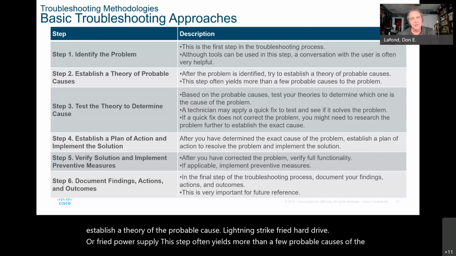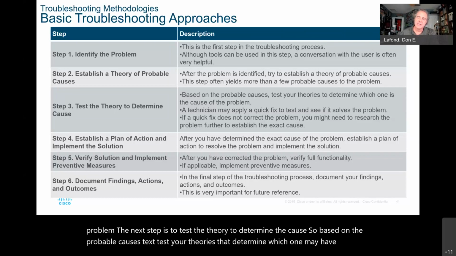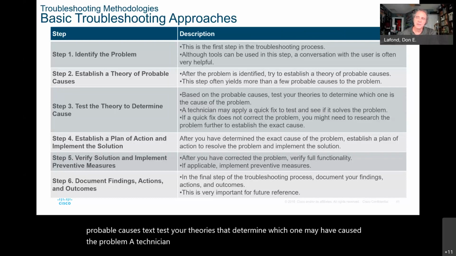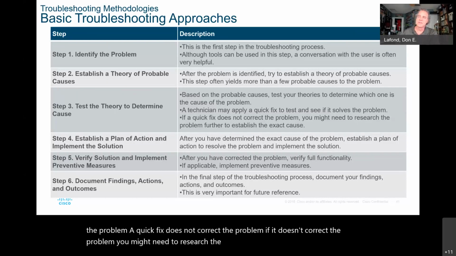The next step is to test the theory to determine the cause. So based on the probable causes, test your theories to determine which one may have caused the problem. A technician may apply a quick fix to test and see if it solves the problem. If the quick fix does not correct the problem, you might need to research the problem further to establish the exact cause.